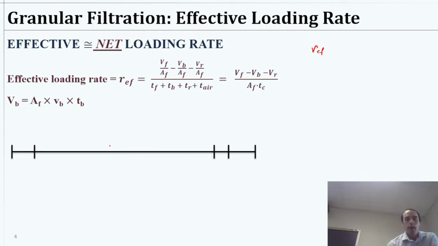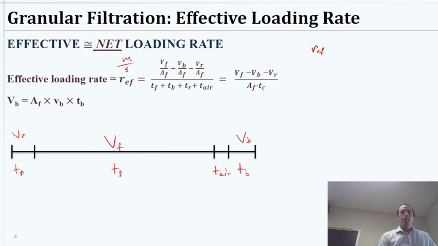So again, if we have production here, we make some sort of VF, we used some sort of VR, and we had some sort of V backwash that we used as well. Then we have time for air purge, time for backwash, time for filtration, and the time for the rinse ripening stage. Then we can put all this together into an equation for this effective loading rate, which should ultimately be meters per second, so we can double check that.